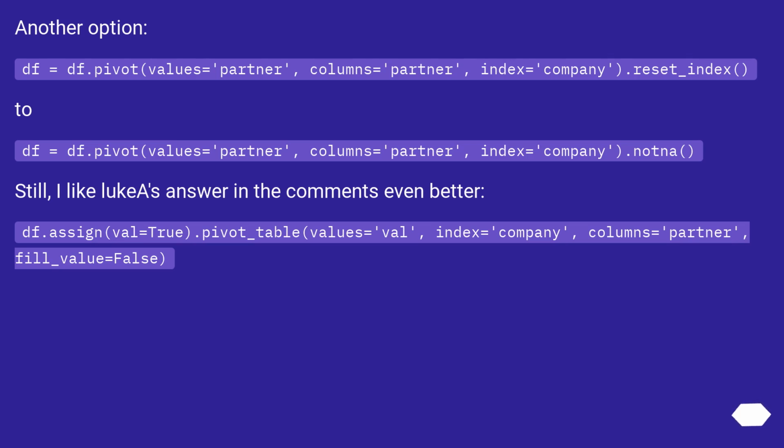Still, I like Lukia's answer in the comments even better. df.assign(val=True).pivot_table(values='val', index='company', columns='partner', fill_value=False).